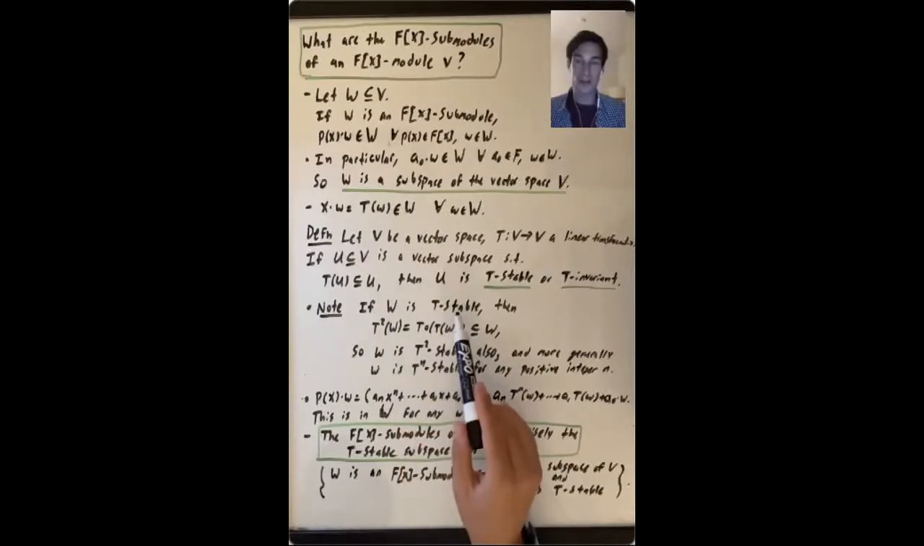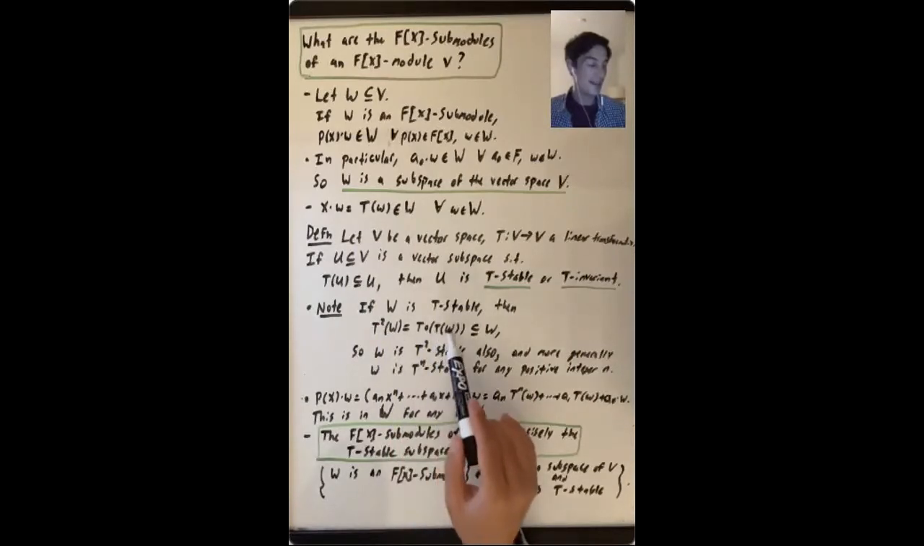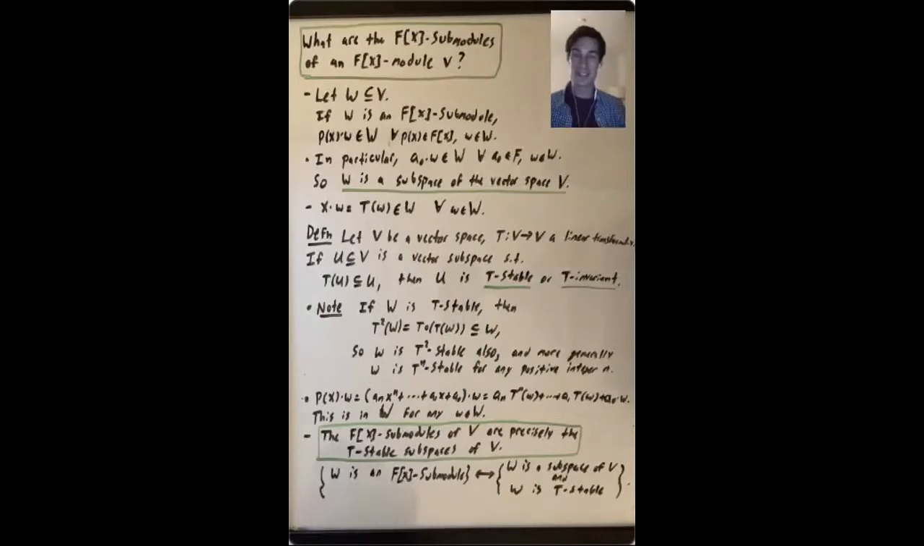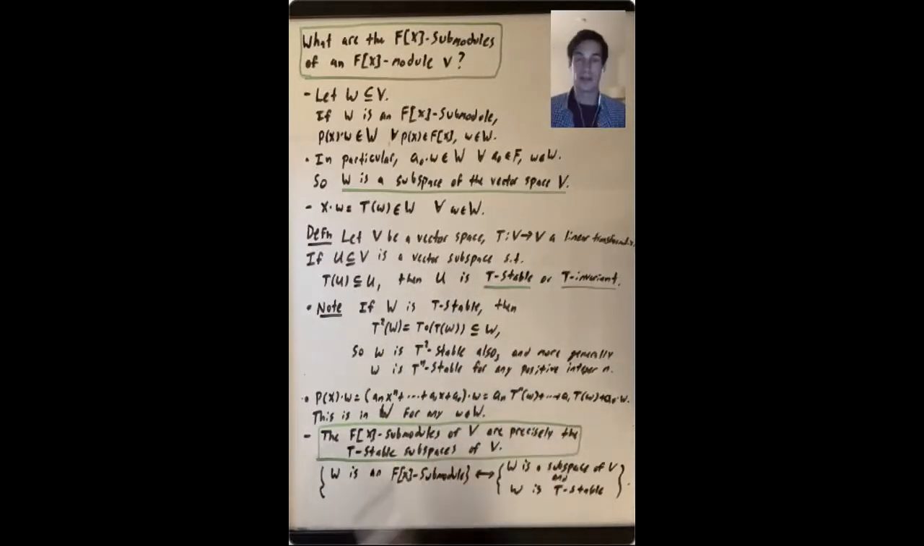But if W is T-stable, then even more is true. Then if you take T squared, that is T composed with itself, T squared applied to a vector in your vector space is T following T of that vector. So it's T applied to T of that vector. T of that vector lands back in your vector subspace because your subspace is T-stable. You apply T again. It sends things in the subspace to things in the subspace. So you land back in the subspace. So if W is T-stable, W is also T squared stable. And for the same reason, it's T to the n stable for any positive integer n.